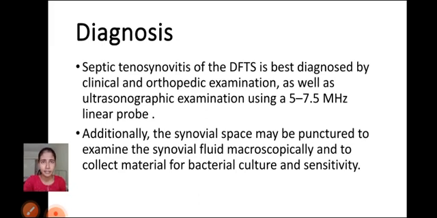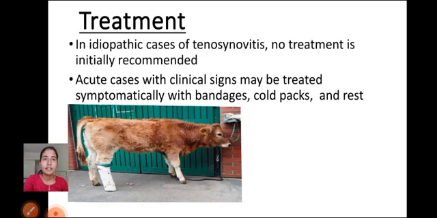Then the diagnosis. Septic tenosynovitis of the distal flexor tendon sheath is best diagnosed by the clinical and orthopedic examination as well as ultrasonographic examination using 5 to 7.5 MHz linear probe. Additionally, the synovial space may be punctured to examine the synovial fluid macroscopically and to collect the material for bacterial culture and the sensitivity.